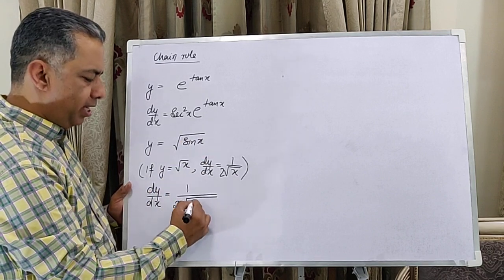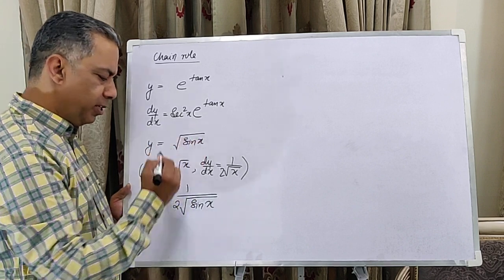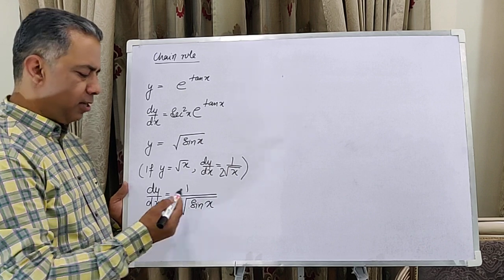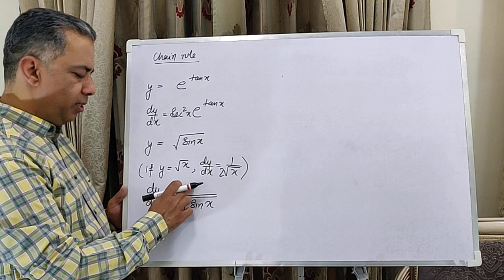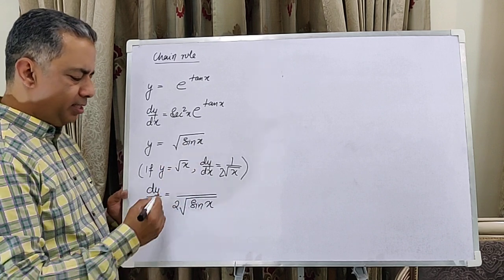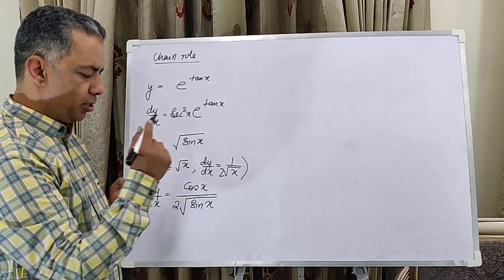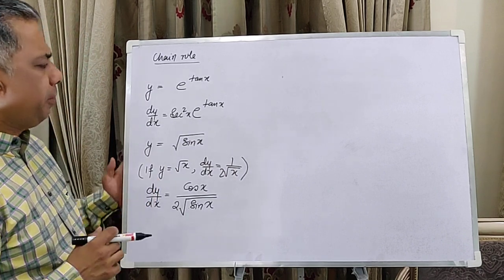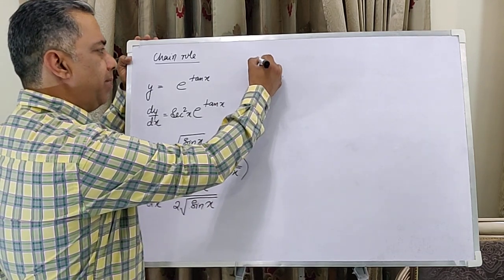Inside the root you have the second function, and when you are finding the derivative of the first function, you leave the second function untouched, you do not disturb it, and then you multiply by the derivative of this second function. So then you multiply here with the derivative of this second function, which is now cos x. So that's chain rule.